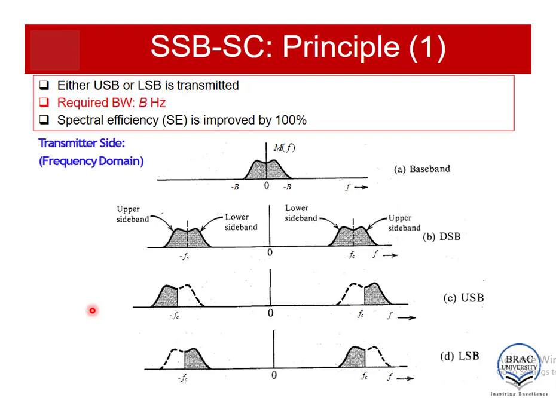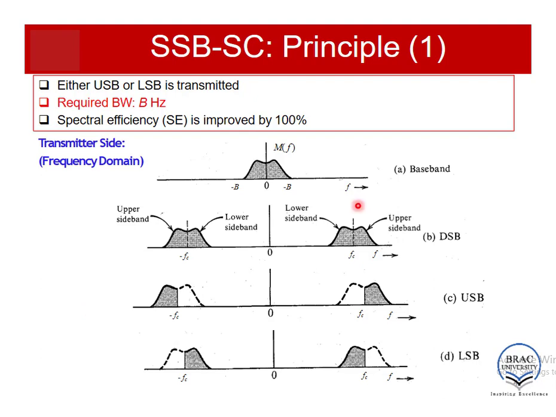So how can we solve this problem? There are multiple ways. One of the popular ways is single sideband suppressed carrier modulation. In this modulation technique, only USB or LSB is transmitted, not both. That's why the bandwidth requirement is now B Hertz instead of 2B as it was in DSBSC. That's why spectral efficiency is improved by 100%.